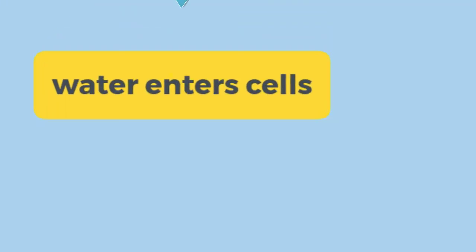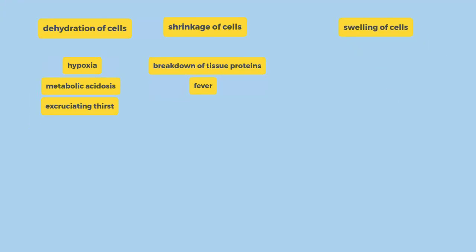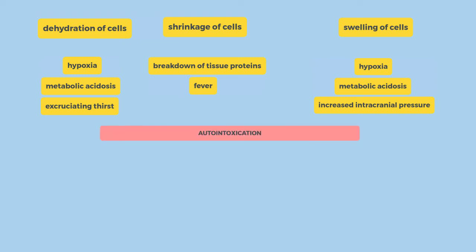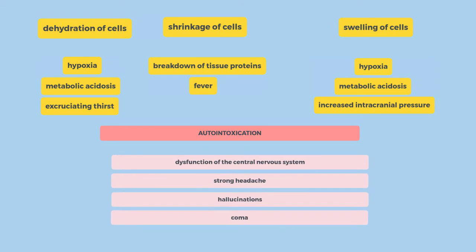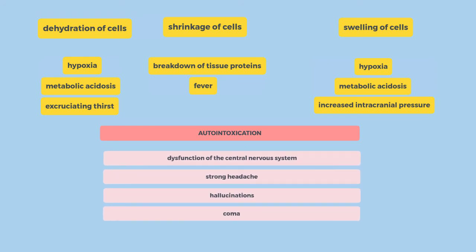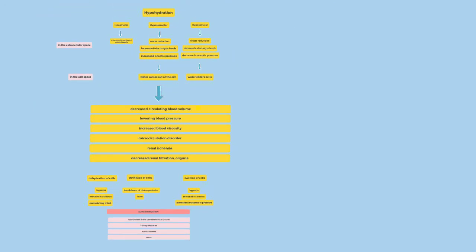When water enters the cells, edema occurs, which also leads to hypoxia, metabolic acidosis, and clinically increased intracranial pressure. All this leads to autointoxication. Autointoxication clinically manifests as central nervous system dysfunction, severe headache, hallucinations, and coma. Okay, we talked about negative water balance.